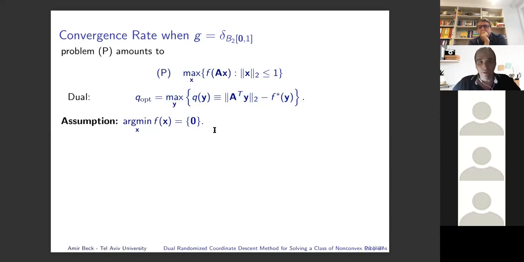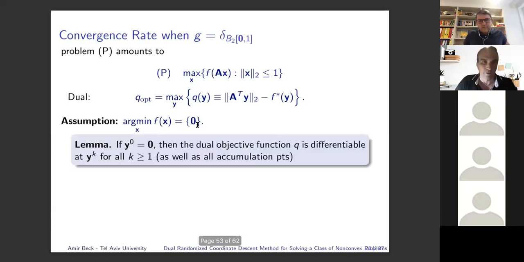And we have an additional assumption that is satisfied, and it's actually not a real problem. We assume that the argmin of F is just 0. It was so in all of our examples. And we want to show some kind of a rate of convergence. The problem is that in general, this objective function, this Q, is neither convex nor smooth. So what is an optimality measure?